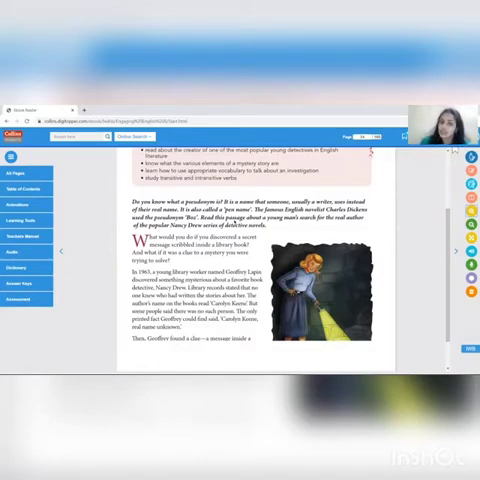Okay, so this is again another piece of information. So coming back to the lesson, it is also called a pen name. The famous English novelist Charles Dickens used the pseudonym Boz. Okay, read this passage about a young man's search for the real name.